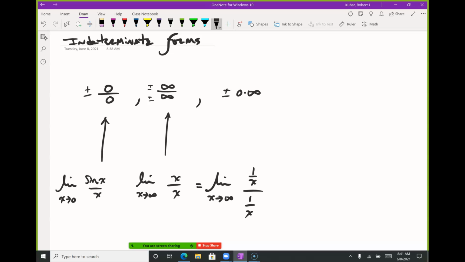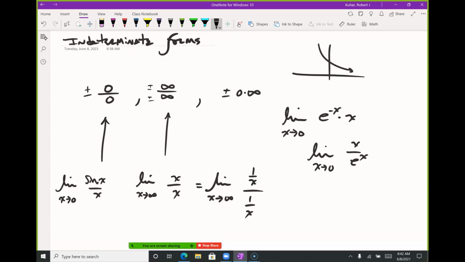So, for example, the limit as x goes to infinity of e to the negative x times x. So where is x going as x goes to infinity? Infinity, right? Where does e to the negative x go? Goes to zero, right? So this is a zero times infinity case. But what I'll do is move that zero downstairs, right? The limit of x over e to the x. And now I've got my infinity over infinity. And now I'm ready for L'Hopital's rule.